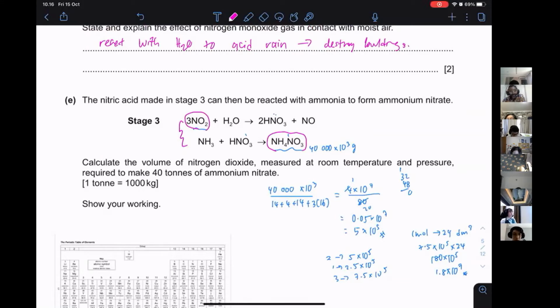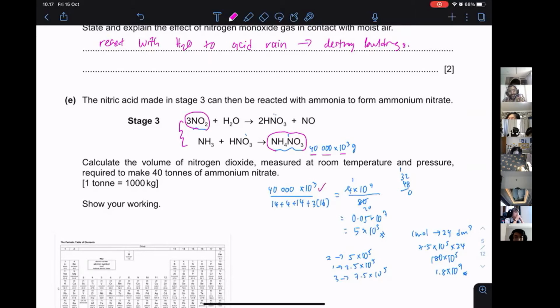So change that 40 tons into gram. 40 tons is 40,000 kilogram. I want to change it into grams, so I put 10 to the power of 3, because kilo is 10 to the power of 3. So in the end, I will change it into gram.